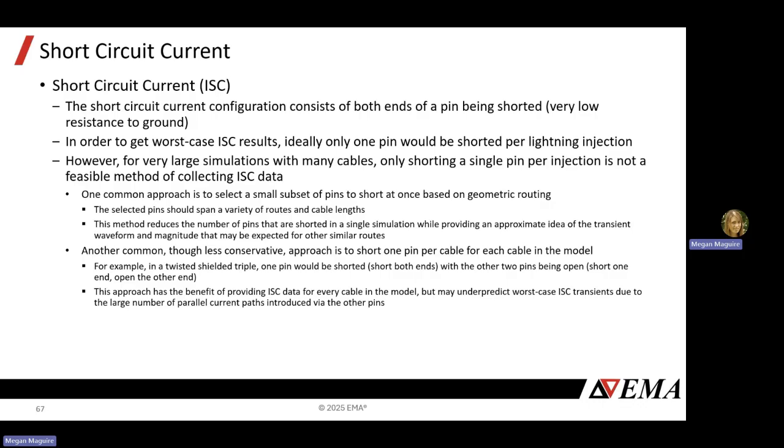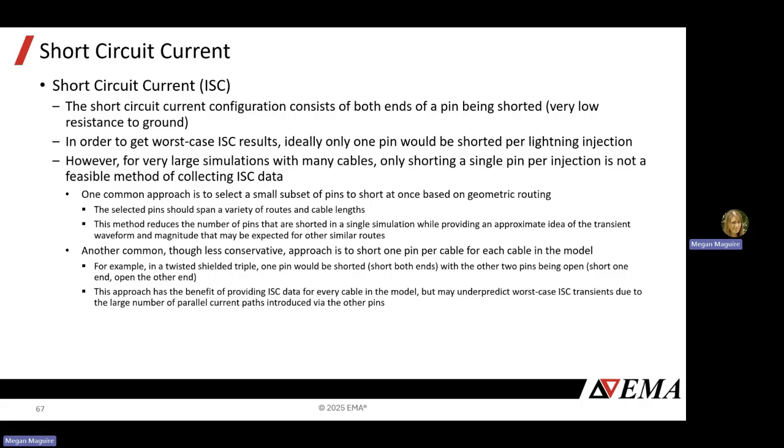One approach is selecting a small subset of pins to short at once. So you want to look at pins that will cover a variety of routes or cable lengths. So if you have a bunch of cables that go from the cockpit to the empennage, even though they go from maybe different boxes, just choose one of those, short it, and assume that the other cables would have a similar transient. So it is an approximation.